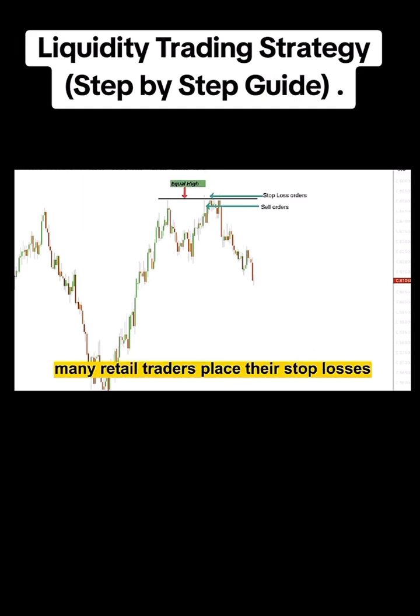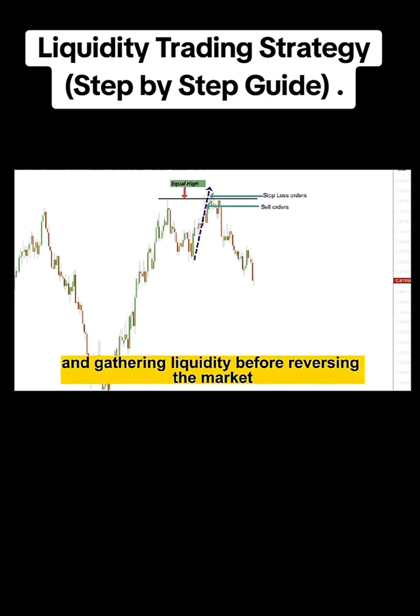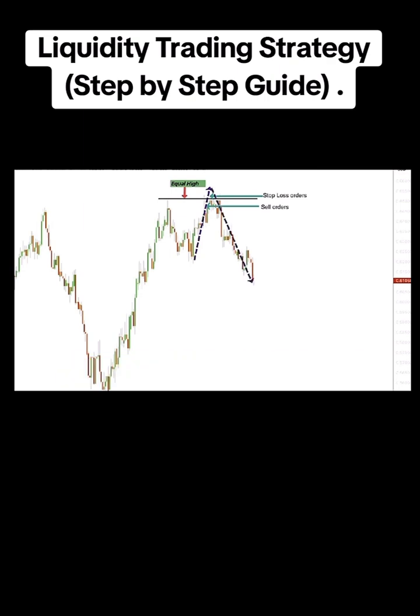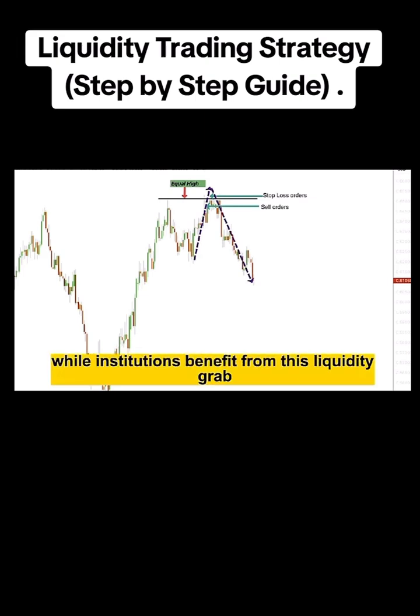Smart money knows that many retail traders place their stop losses just above these equal highs. To grab liquidity, institutions push the price slightly above the equal highs, triggering stop loss orders and gathering liquidity before reversing the market. This creates a false breakout, trapping traders who entered shorts and were stopped out, while institutions benefit from this liquidity grab.